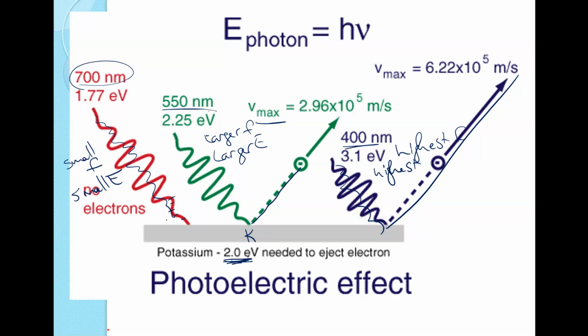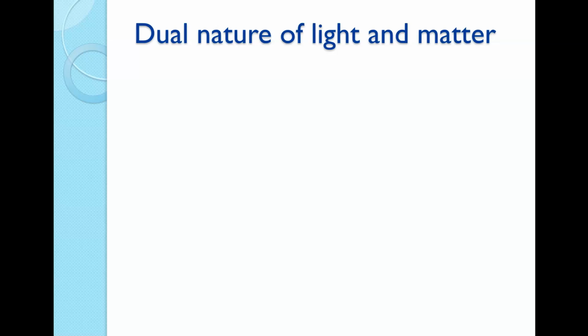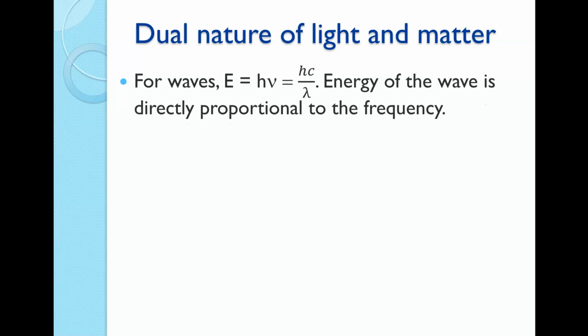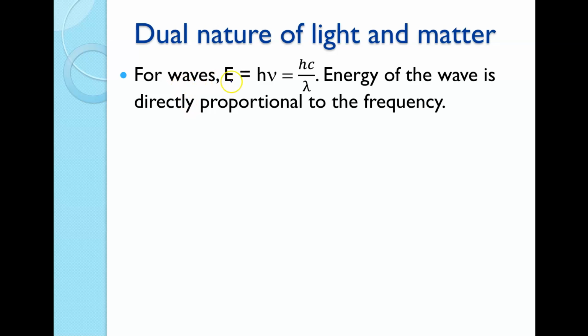And so each little photon has a certain amount of energy depending on its wavelength. Okay, and so from there, if we have waves, E equals h times the frequency, or hc over lambda, the energy of the wave is directly proportional to the frequency. High frequency equals high energy. And that's low wavelength, small wavelength.